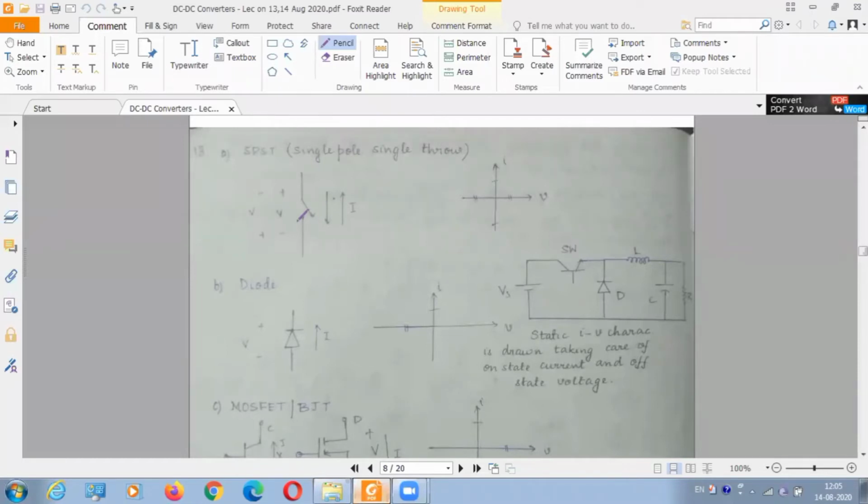Now this switch, if closed, can support current in this direction, and it can support current in this direction also. So the voltage across it can be this side plus, this side minus, or this side minus, this side plus. So I have drawn the static IV characteristic for the switch. It can operate in all four quadrants of the IV characteristic. Positive current it can be, negative current it can be, positive voltage it can be, negative voltage it can be.